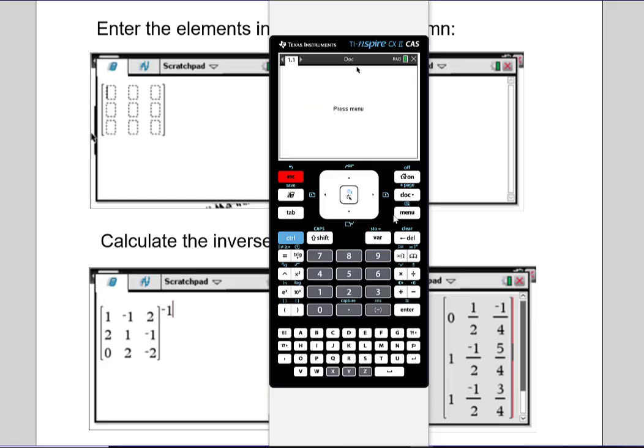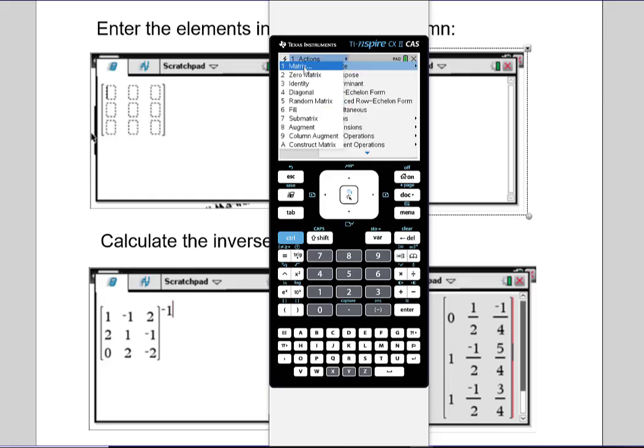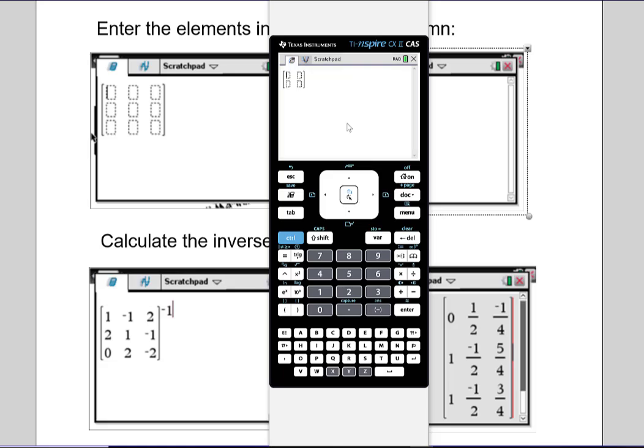So if we go back and say menu 7, a matrix, and once I set that, then I'm going to use the up arrow and the -1 for the power to be the inverse of that matrix.